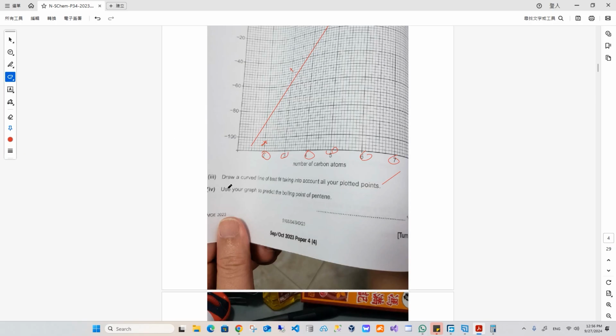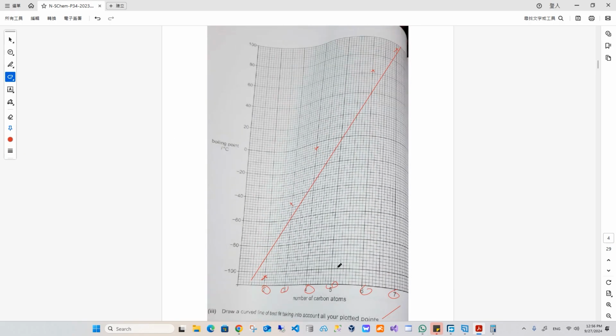Next one. Use your graph to determine the boiling point of pentane. So pentane is 5 here, so you cut at 5 here, and you have the point here. Then you draw the, how do you do the graph? This is a trick. For this graph, you need to draw dotted lines. Ugly. My tool doesn't have a dotted line, so assume this is a dotted line, dotted all the way across and dotted all the way up.